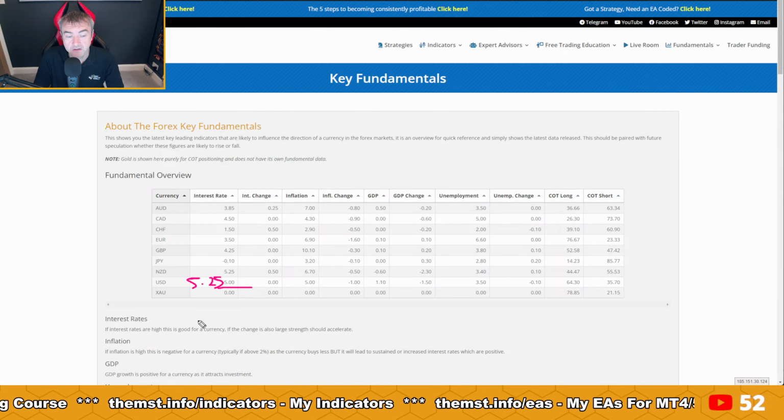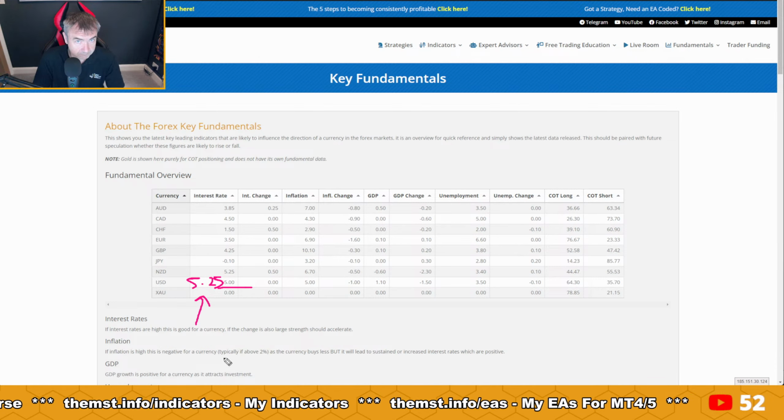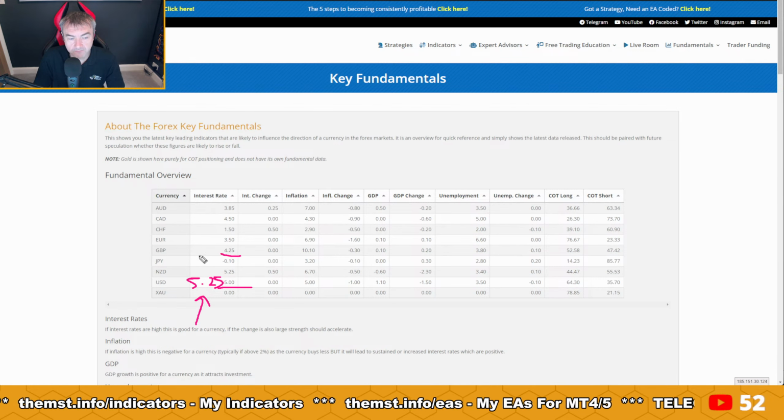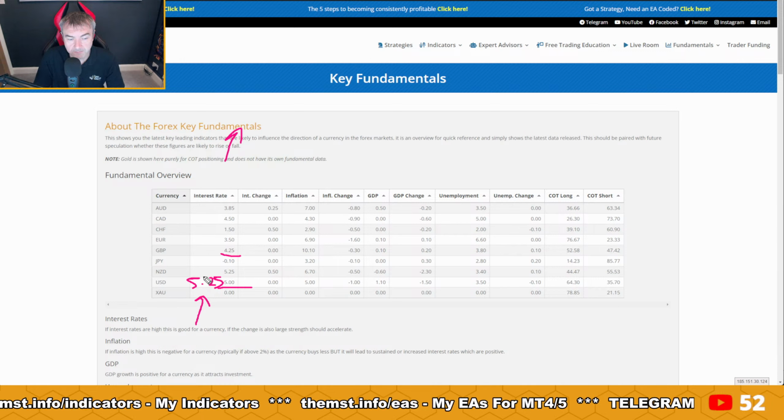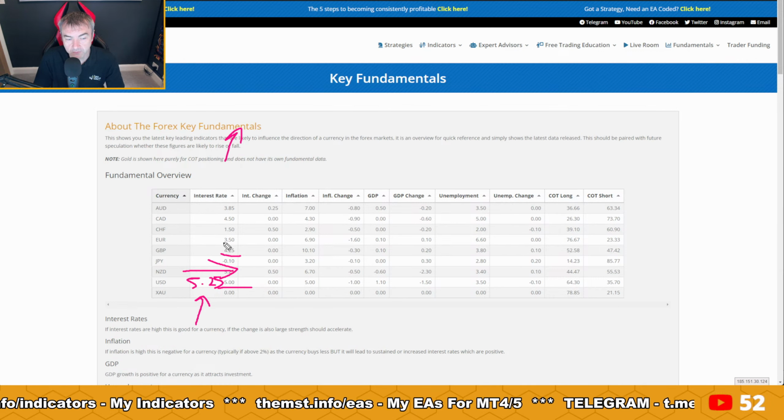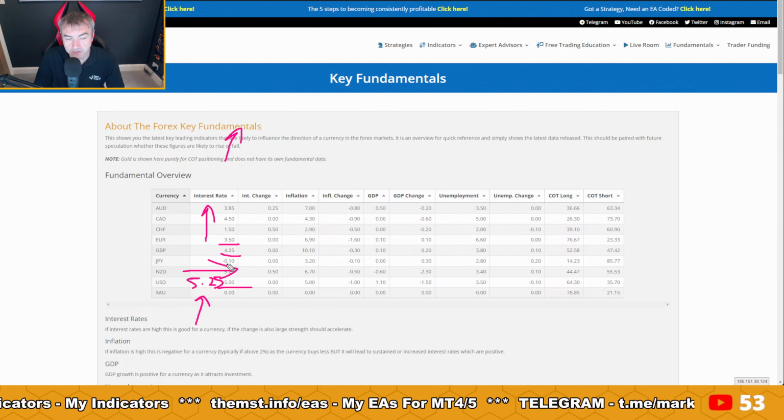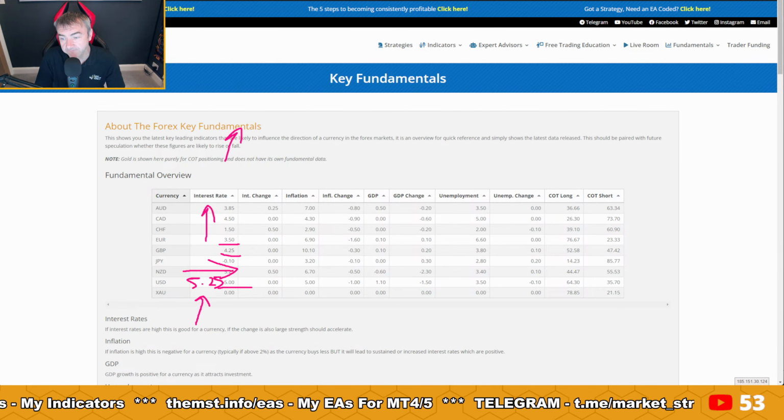So tomorrow's FOMC could be the last one, and then they're going to pause. The pound have just said that they're going to go up, so that's bullish for the pound and potentially neutral for the US dollar. Euro potentially bullish, that's going up to 3.75, potentially 4.